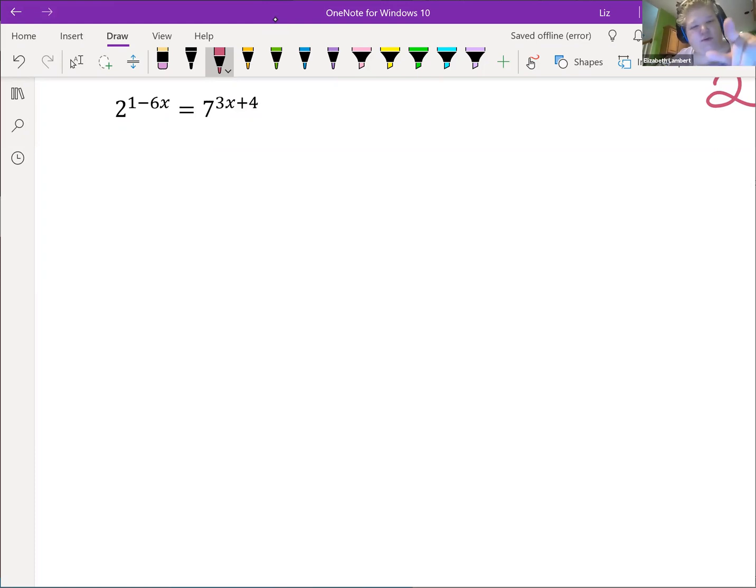So our variables are in the exponents on both sides. So luckily I can apply a log to both sides. Has to be the same log. So I can't do log 2 on one side and log 7 on the other. Doesn't work that way. You don't do square root on one side and cube root on the other.